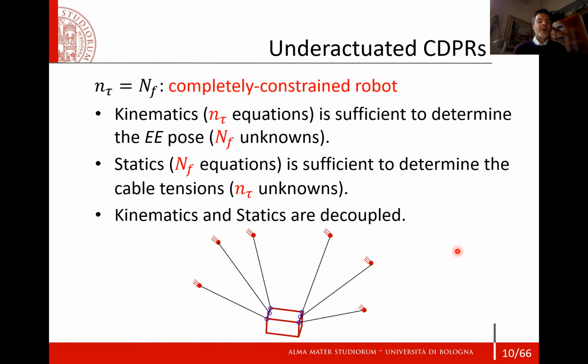If instead the number of towed cables is instantaneously equal to the number of freedoms, the situation is completely different. Because in this way, we have as many kinematic equations as the number of end effector pose variables that we want to compute. So in this case, kinematics is sufficient to determine the EE pose. And we also have as many equilibrium equations as cable tensions that we want to find. So even in this case, statics is sufficient to determine cable tensions, and the solution will be unique because the problem is linear. So kinematics and statics are decoupled and they can be solved independently.